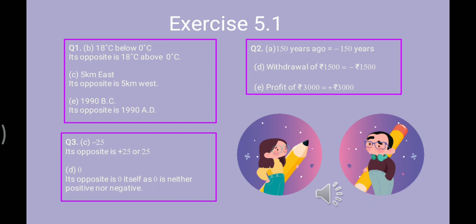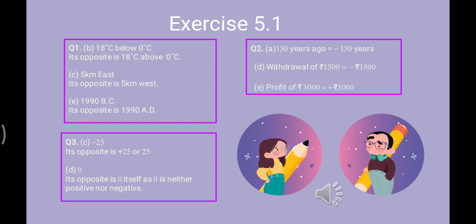In question number 3, we have to write the opposite of the following numbers. This is the same as question number 1, but here we have only numbers. We don't have any different physical quantities here. So in 3, the C part is minus 25. Its opposite will be plus 25, or you can simply write it as 25 here.